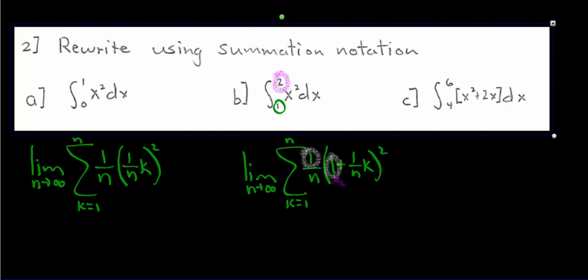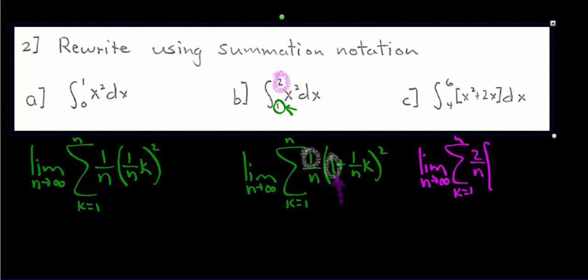Now remember that this and this add up to this right here. And this right here is the bottom limit. It's this one. Now let's look at this one. We've got the limit as n goes to infinity, k goes from 1 to n. Now let's see, 6 minus 4, that's 2.